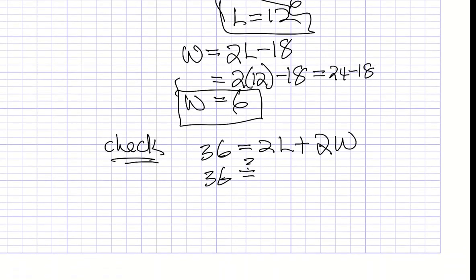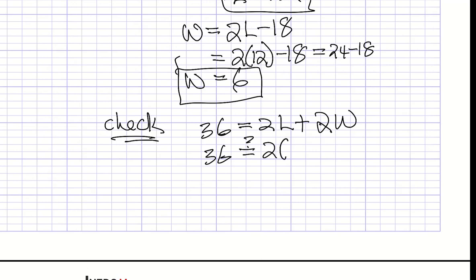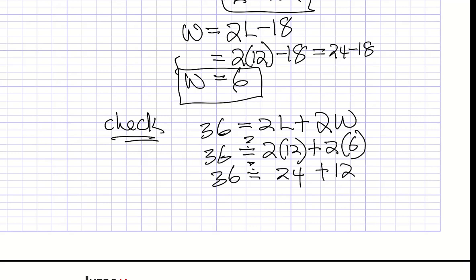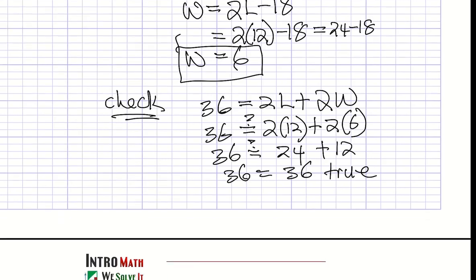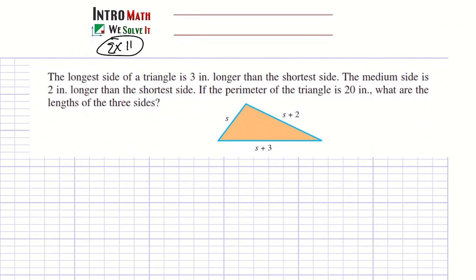2L, what is L? 12? 2 times 12 plus 2 times 6, okay? And then we'll see, does it check out? This is 24. This is 12. Okay. So it actually checked out. 36 equals 36. So this is true. And we are done. So we'll move on to the next problem. What is the next problem?